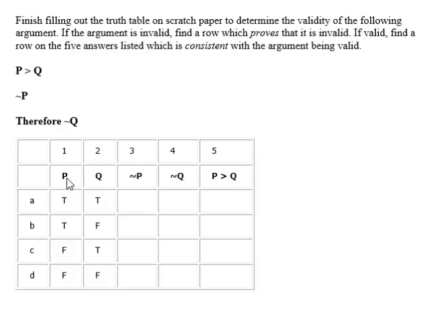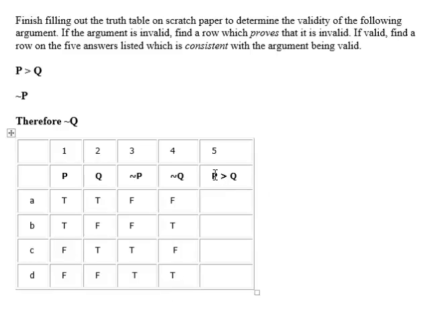So when P is true, not P is going to be false. When P is true, not P again will be false. When P is false, not P will be true. Then again, true down here. With not Q, looking over to Q, when Q is true, not Q will be false. When Q is false, not Q will be true. When Q is true, not Q will be false. And when Q is false, this will be true.